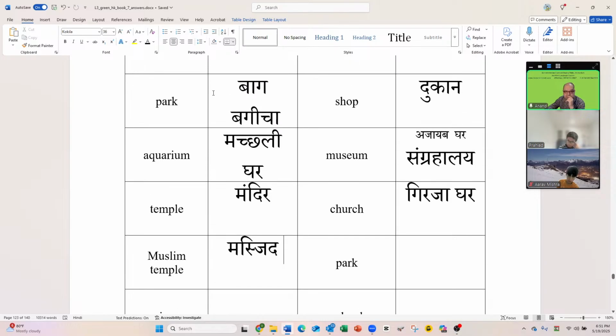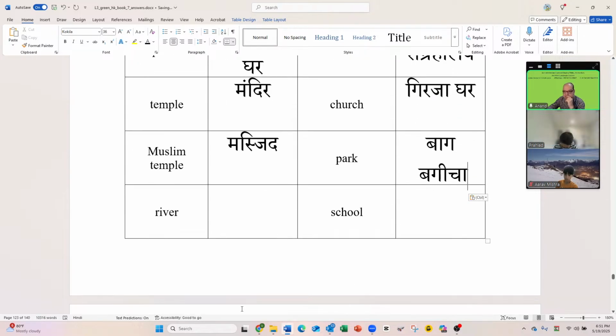Park we already said was Bagh and Bagicha, so I'm going to copy it again from here. Then what do we have? River. Arav, what is the Hindi word for river? Come off mute, Arav. Don't stay on mute. We want you to talk. Okay. So, Prahlad, river, Nadi.